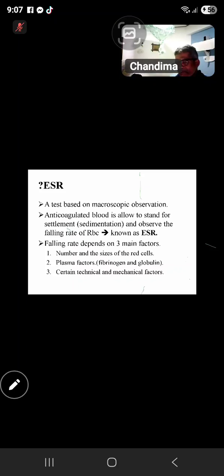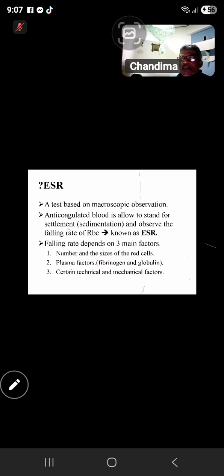If we see in general, the main factor is the mass or the size of the cells. If the cells are heavier, they are going to move down fast. It means the falling rate is going to increase. If the mass is higher, if the weight is higher, the falling rate is going to be increased.